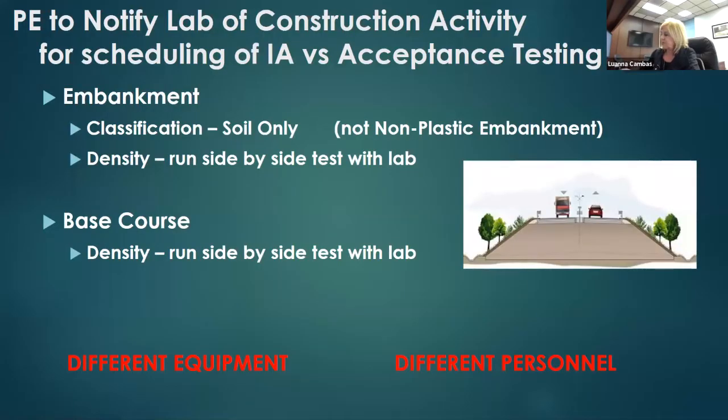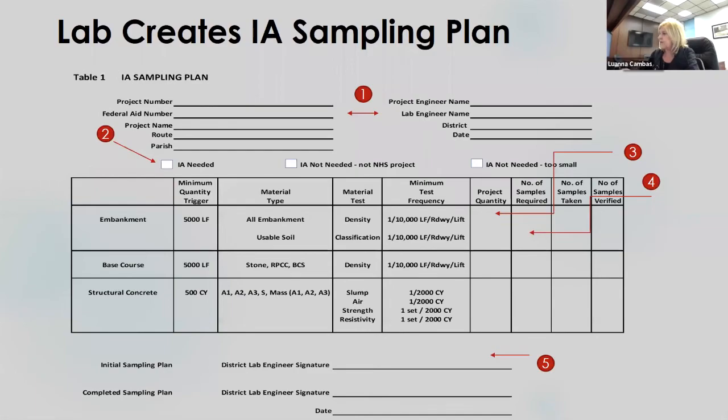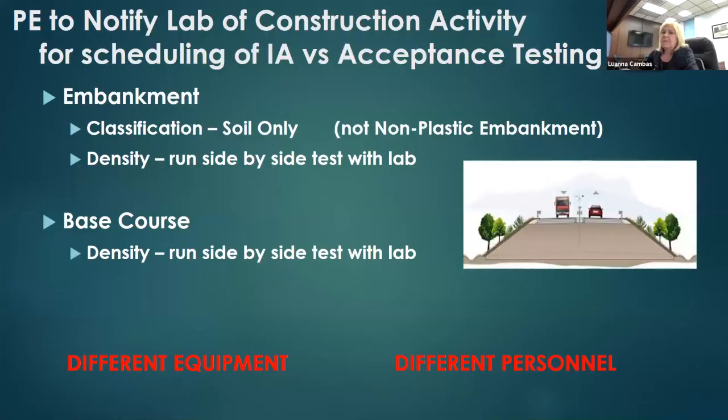We'll go back over that schedule a little more later. But your job is really to notify the lab of construction activity. This is your main job right here, is just to communicate with the lab so that they can come out and take the samples. So when they come out, they do a side-by-side sample of IA versus acceptance sampling. Your people are doing acceptance testing, the lab people are doing the IA testing. And those two test results are compared to see if they met the criteria.